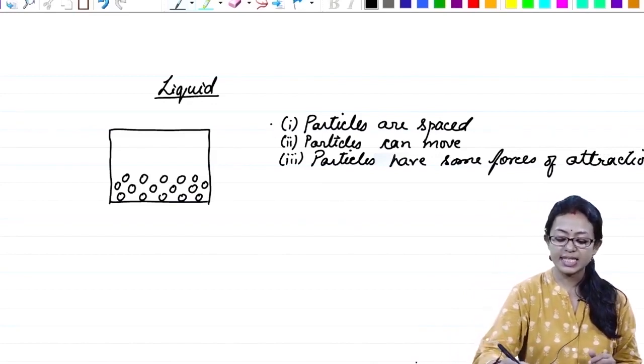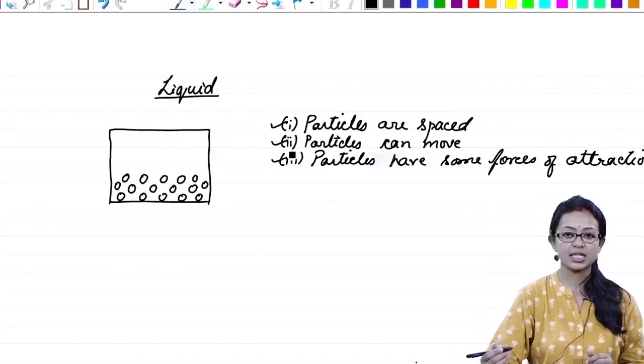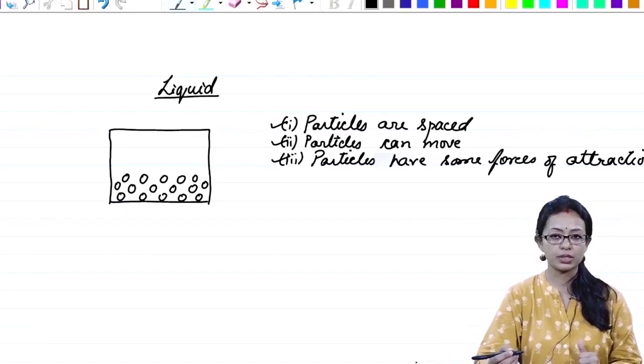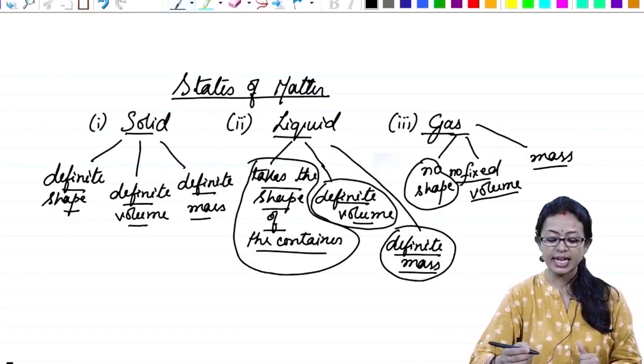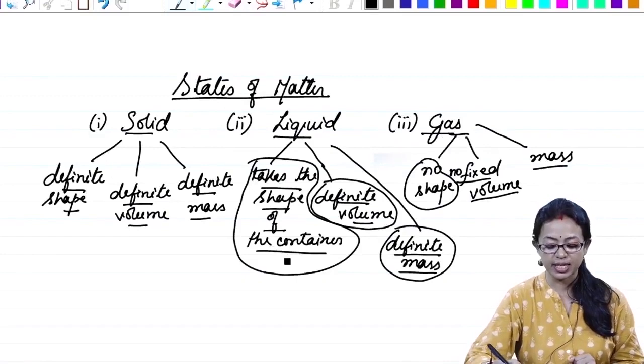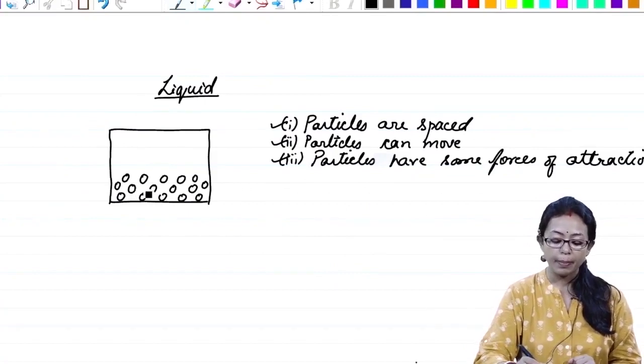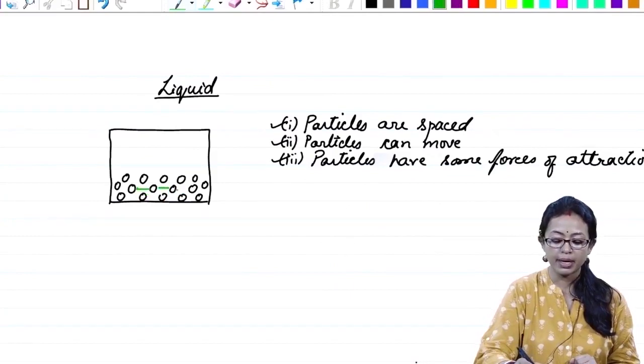The particles have some forces of attraction between them. Now taking these three things into account, let us explain the different physical properties of liquid. As we had already seen, the liquid takes the shape of the container. It has a definite volume and definite mass. Similarly, because the particles are slightly spaced, you can see that there is space available between the particles.